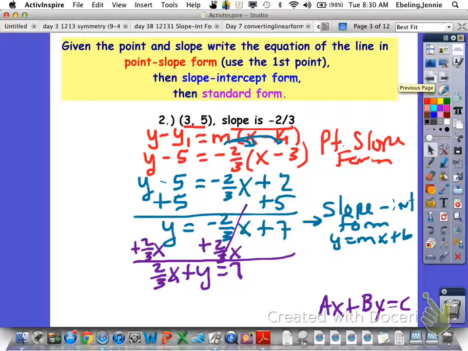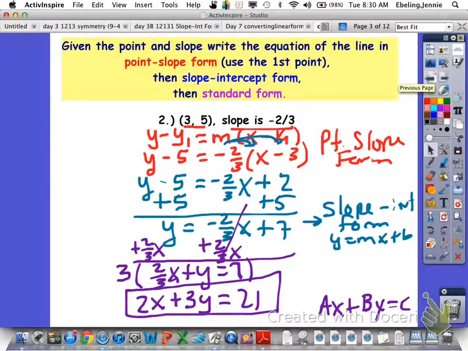But the problem is with standard form you can't have any fractions. So to get rid of this fraction, I'm going to multiply every single piece by that denominator, which was a 3. So 3 times 2/3 knocks the 3's out, and I'm left with 2x. 3 times y is 3y, and 3 times that 7 is 21. So my standard form is going to look like 2x plus 3y equals 21.